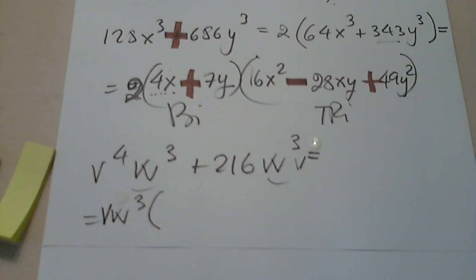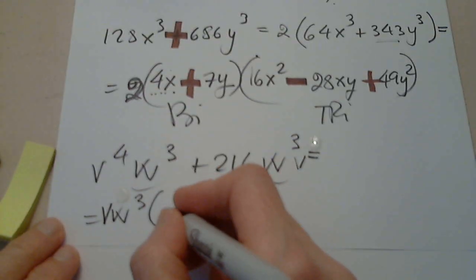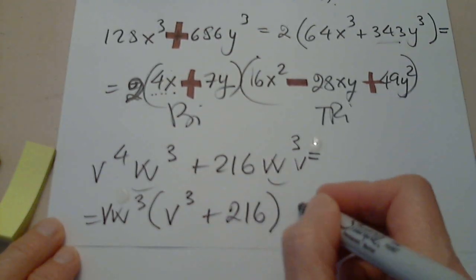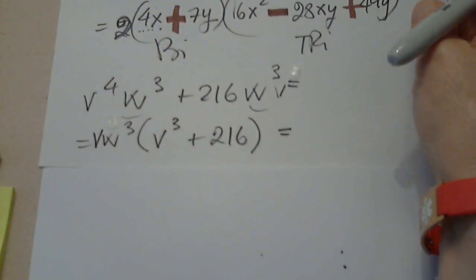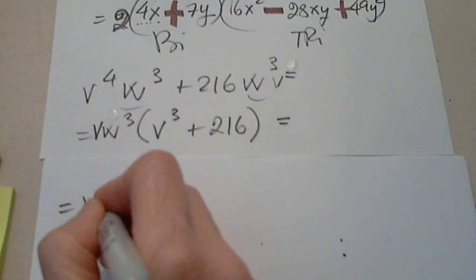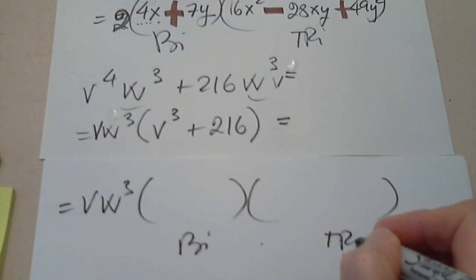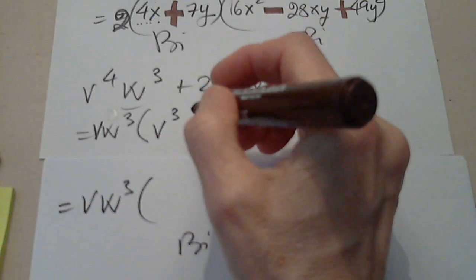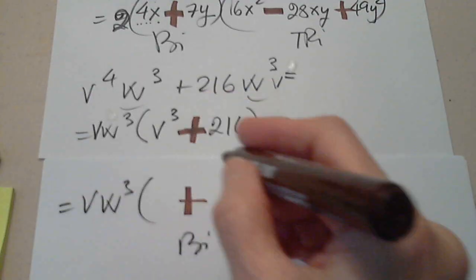Okay, so we find the greatest common factor as v w to the third. So then we have v to the third plus 216, which is again the sum of cubes. But we have to find what I cube to get to 216. So v w to the third, the binomial, and the trinomial. The sequence of signs, again, the same sequence of signs. Positive, always positive, if the same sign, and then minus.